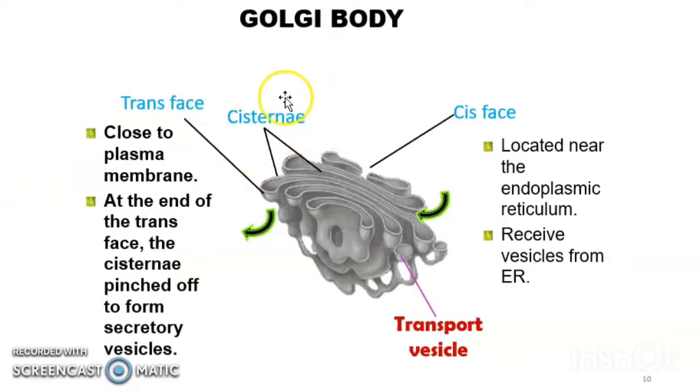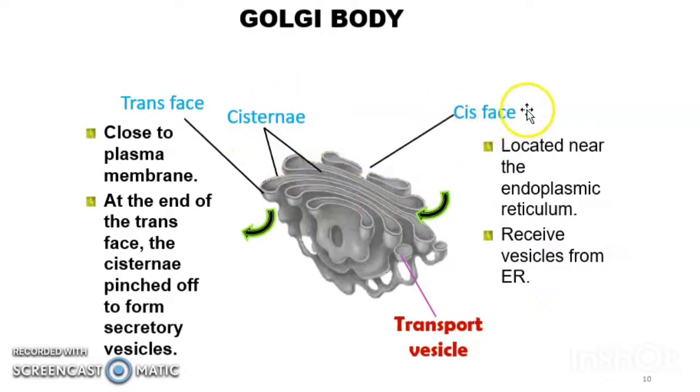Okay, so this is the structure of the Golgi body. Macam yang saya dah explain sebelum ni, so for Golgi body, it has cis phase and also trans phase. And then flattened membranous sacs here. So this one yang ni yang kita panggil sebagai cisternae.